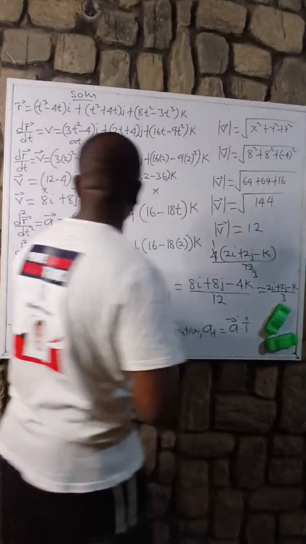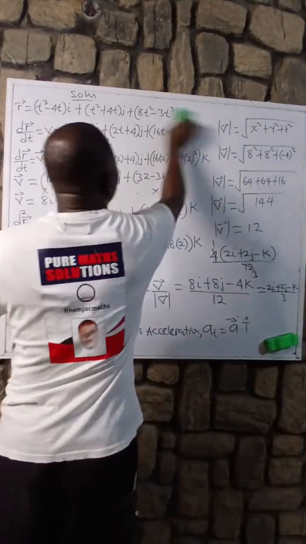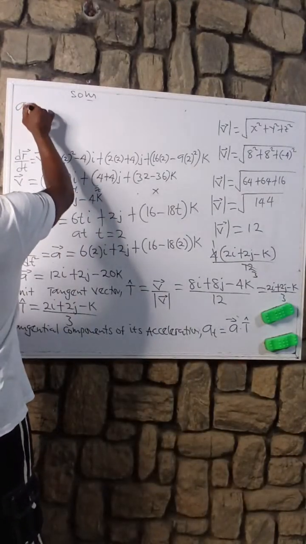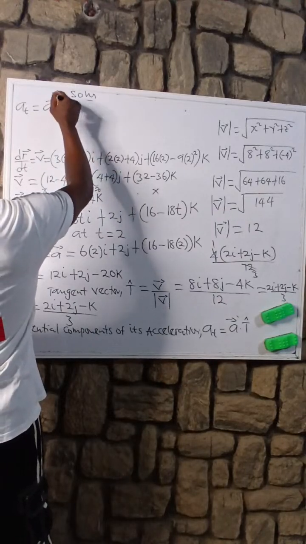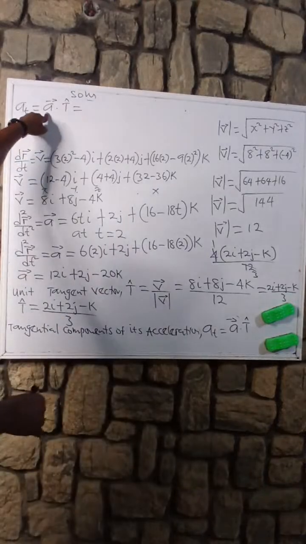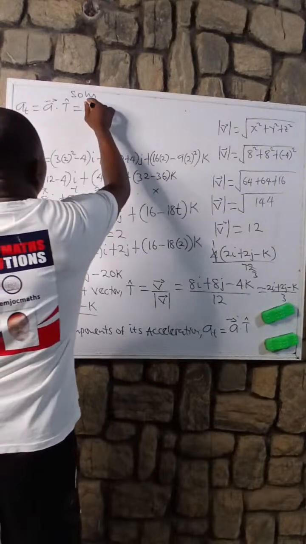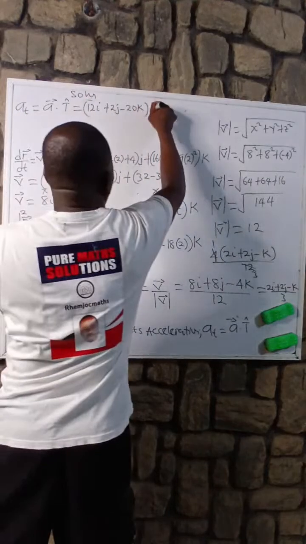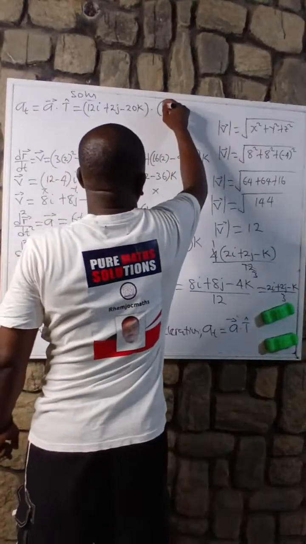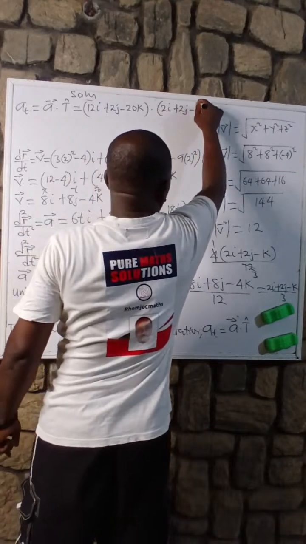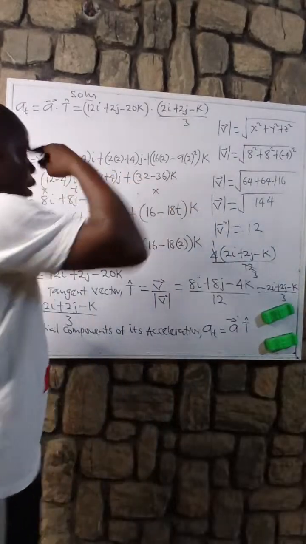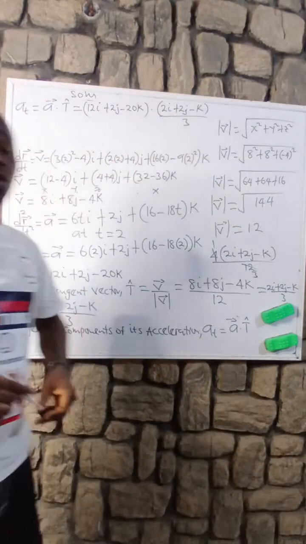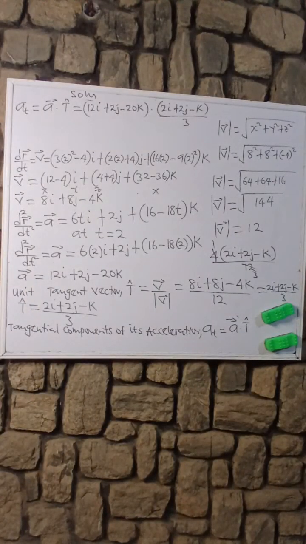Acceleration. This is acceleration, right? So let's do it up here. If you agree with me, this implies that our A subscript T is equal to vector A dot T, which is equal to our acceleration, which is this, true or false? So 12i plus 2j minus 20k dot 2i plus 2j minus k, then all over 3. True or false? You know, this is dot product, right? So i dot i is always 1. True or false? It's true, right?